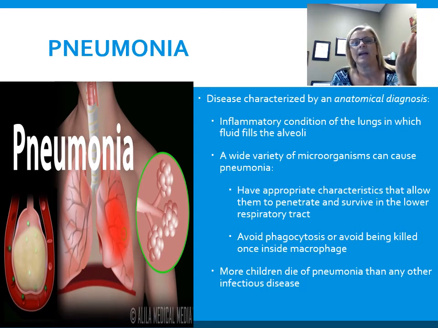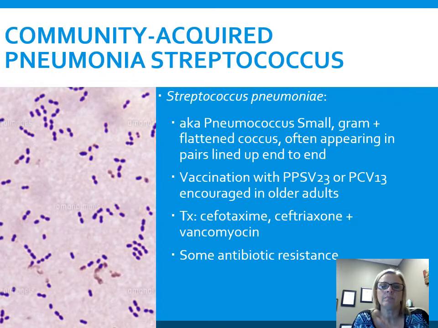More children die of pneumonia than of any other infectious disease, okay? There are 2 to 3 million cases in the U.S., and about 45,000 of those per year die. Similar to MRSA, we have some community-acquired strains and some hospital-acquired strains. Streptococcus pneumoniae is a community-acquired strain. That's going to be about 40% of community-acquired bacterial causes. This is going to be the most lethal form of any other microorganism, okay?